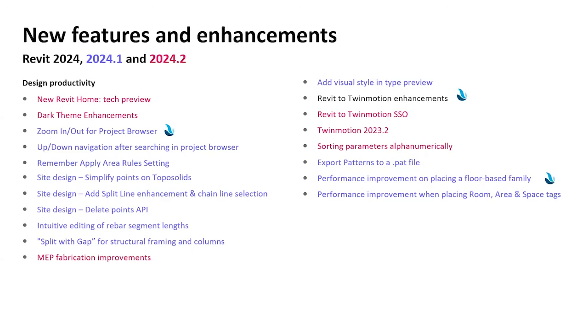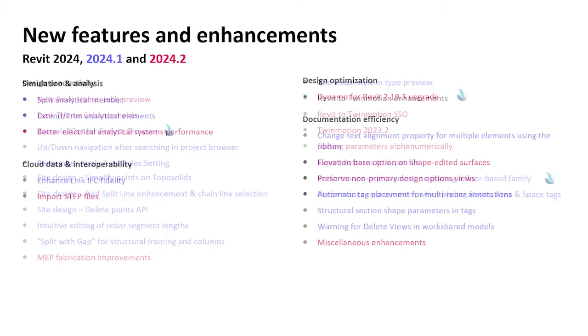In point 2, we added some zooming features in the project navigator and improvements to Topo solids, things like simplifying points during creation. There were updates to Twinmotion in point 2, and performance enhancements when placing rooms and areas. That's usually where most of the Revit processing gets lost, if there are room and area warnings or things related to those calculations, and even more so if you turn on volumes. So there's all kinds of enhancements in 2024.